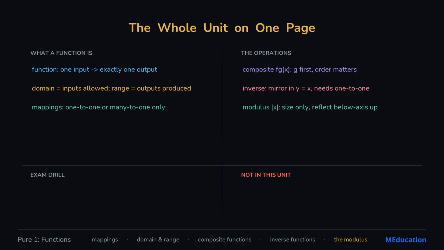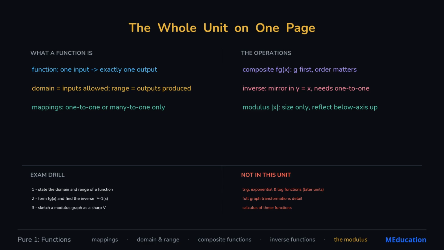On the right sit the three operations you do to functions. Composite f of g of x means g acts first then f, and swapping the order usually changes the answer. The inverse runs the machine backwards, a mirror image in the line y equals x that exists only when the function is one-to-one. The modulus takes the size of a number, folding any part below the axis up, and the boundary fence so you do not over-revise.